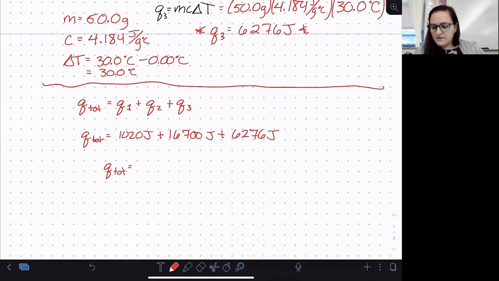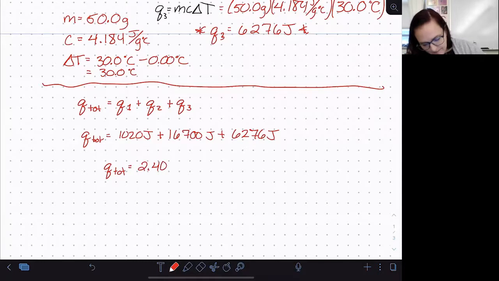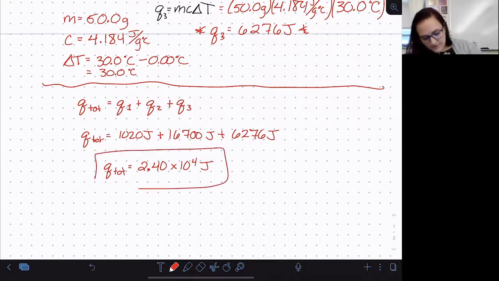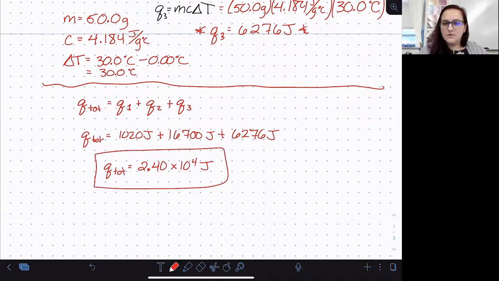So this gets us around 24,000 joules of heat required to complete this process. And when we round that to the correct number of significant digits, the only way to express that correctly is to use scientific notation. So to express this to 3 significant digits, which was how the data was given to us in the problem, we would need to write it as 2.40 times 10 to the 4th joules.